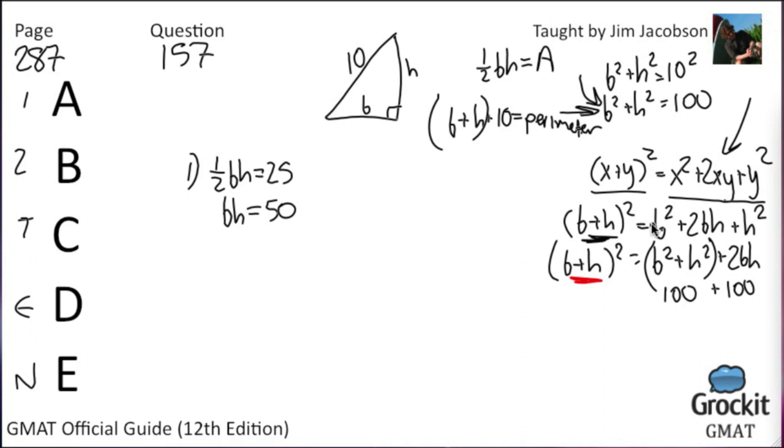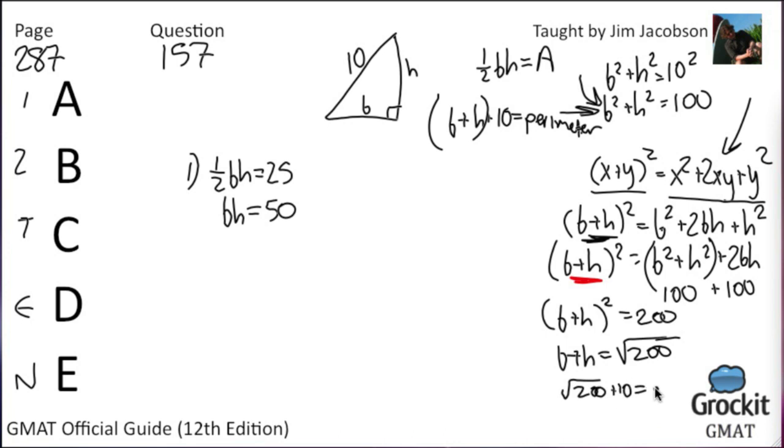So by pretending to create this b squared plus 2bh plus h squared expression, it actually produced two smaller expressions that we already had the information for. So we know that b plus h quantity squared is equal to 200. So b plus h equals the square root of 200. And whatever that actually ends up being, the square root of 200 plus 10 equals the perimeter.